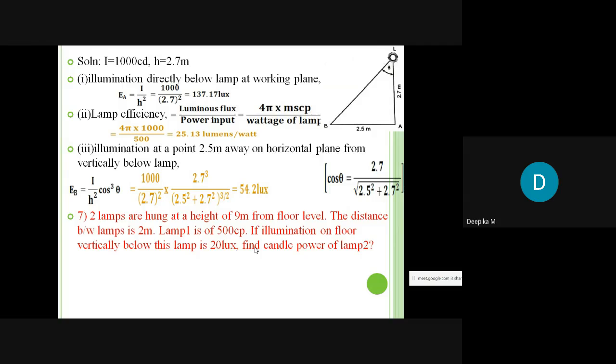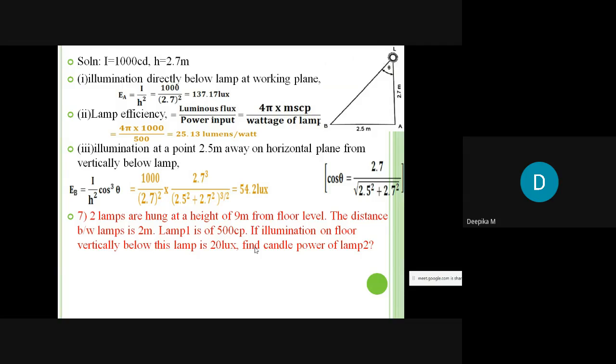Next, we have the next problem. Two lamps are hung at a height of 9 meter from the floor level, and the distance between the lamps is 2 meter, and lamp 1 is of 500 cp. If illumination on the floor vertically below this lamp is 20 lux, find the candle power of lamp 2. So this is something like a tricky problem.